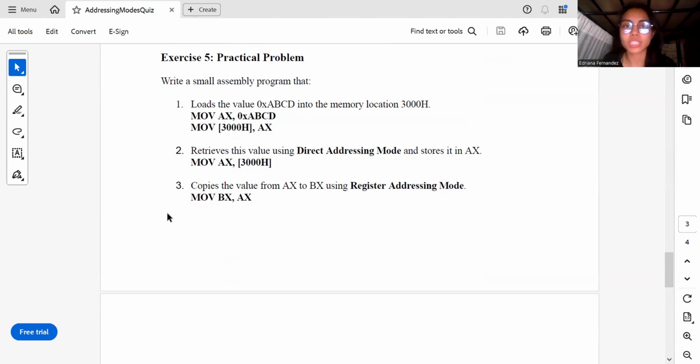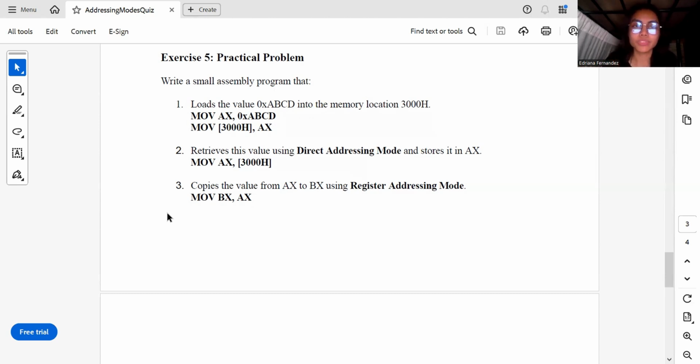Exercise 5: let's write a small assembly program to load, retrieve, copy, and store values using different addressing modes. First, number 1, load this value into the memory location 3000H. So this is our code here. The given value 0xABCD is loaded into AX and then stored at memory location 3000H.